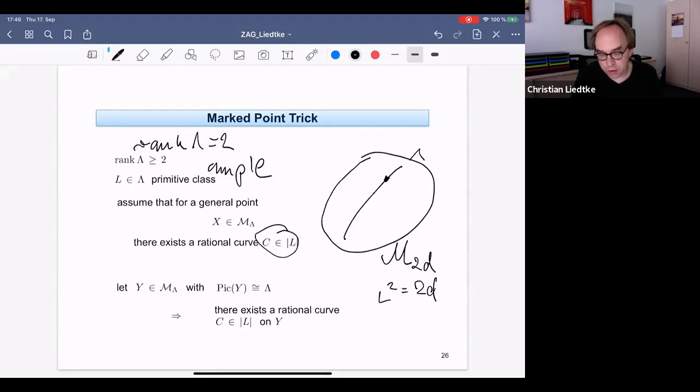And then what you do is you push around this rational curve over the whole M of 2D. And then you mark it with 4 points. So this gives you a map to the moduli space of genus 0 curves with 4 points marked. So this is essentially an affine line.